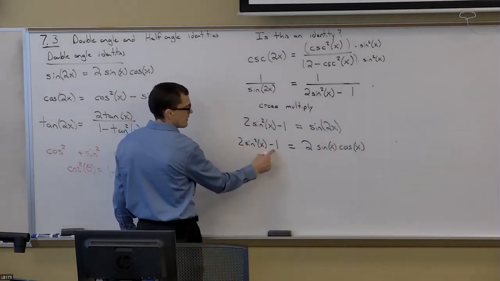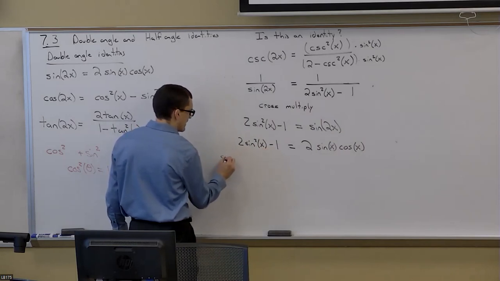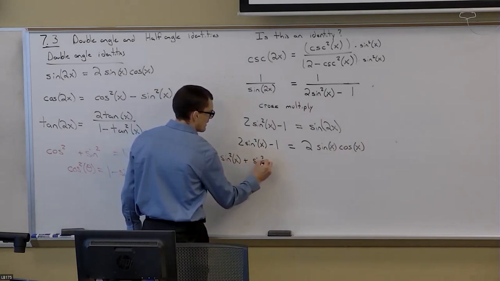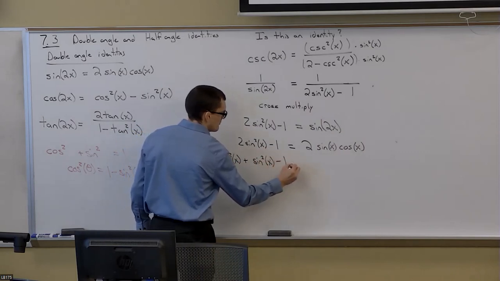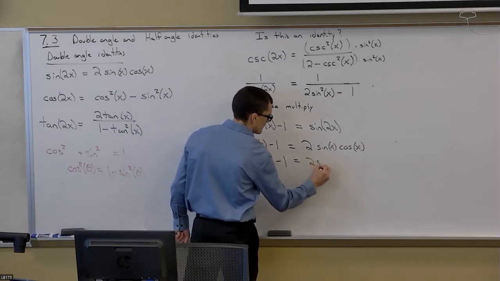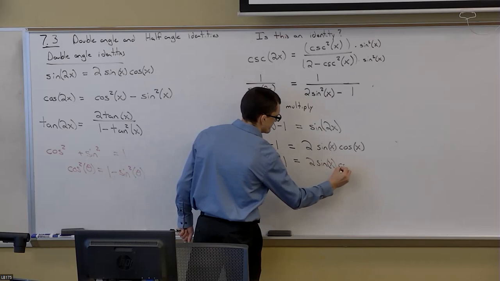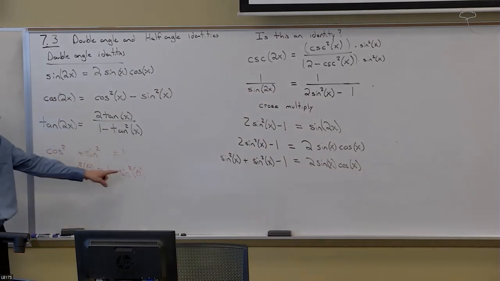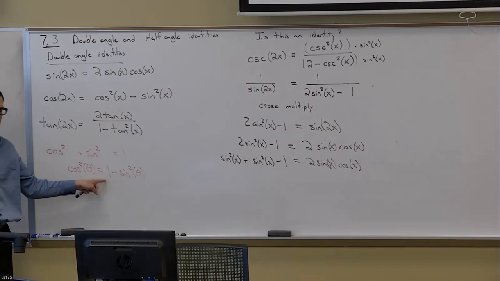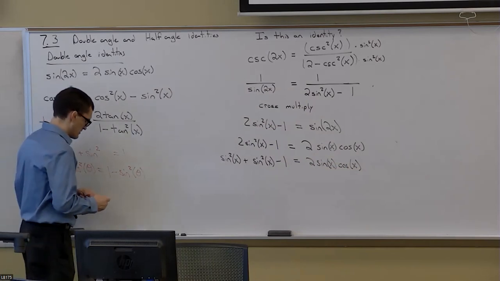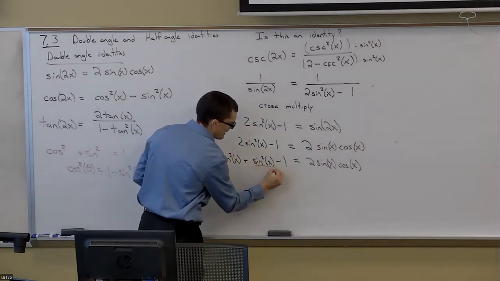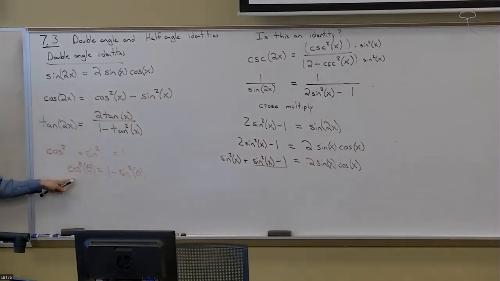So this is 2 sine squared minus 1. That's like doing a sine squared plus another sine squared minus 1. Well, sine squared minus 1 is just the negative of 1 minus sine squared, right? So that's simply what I mean by that. This is the Pythagorean identity with negative cosine squared.